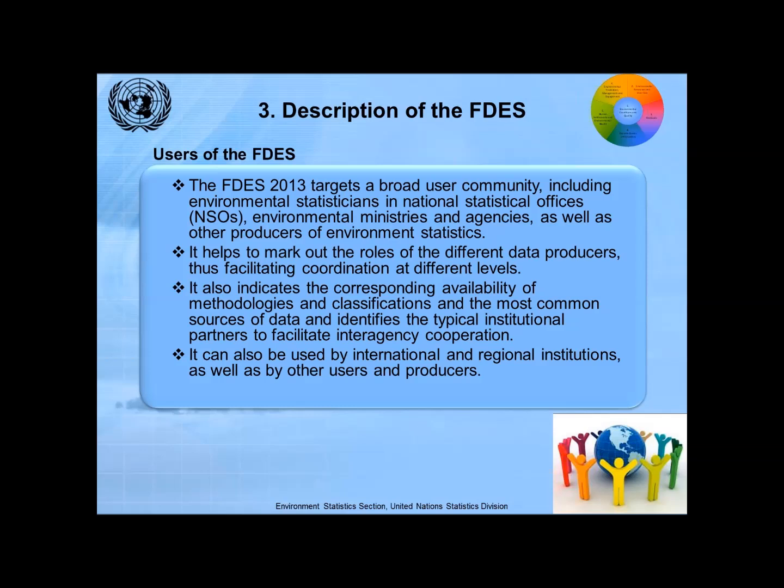There are other producers of environment statistics, like I said, different kinds of agencies, research institutes, mapping institutions. There are lots of different ones. And the FDS also helps mark out the roles of different data producers, helping to facilitate coordination, and indicates the corresponding availability of methodologies and classifications that you will have to go into the FDS to see what I mean there. We have tables where we try to include these kinds of methodologies and classifications and further details that can give guidance.